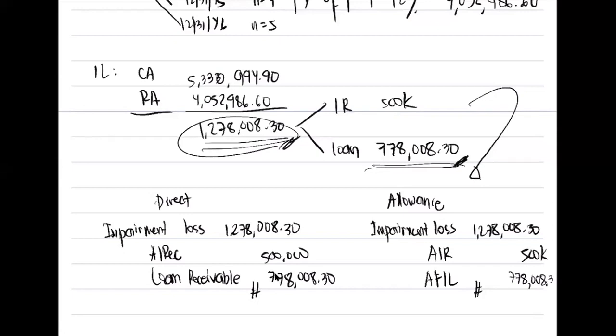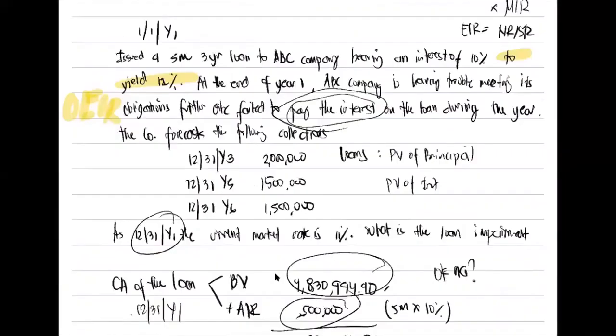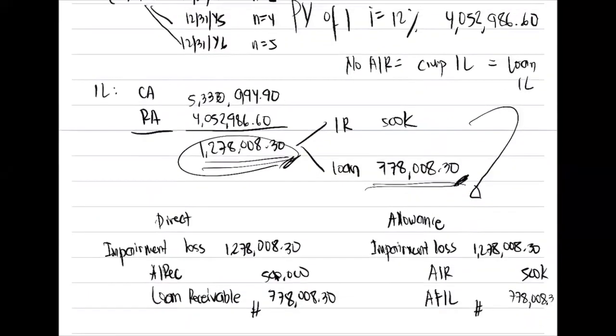Sir, what if there is no accrued interest receivable? If there is no accrued interest receivable, the computed impairment loss is equal to the loan impairment loss. In our sample, he did not pay the interest, so there is a failure to pay the interest. Since there is a failure to pay, we have an accrued interest receivable. But what if in this problem, we collected the accrued interest receivable? Then the computed impairment loss is also the loan impairment loss, because the interest receivable portion is now 0. The loan impairment loss now is the whole amount of 1,278,008.30. Okay? Clear?